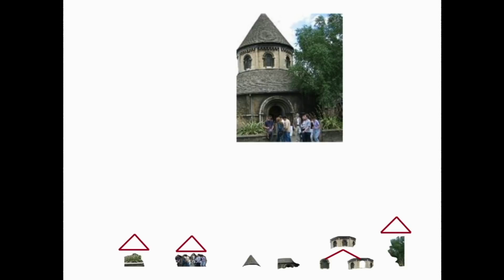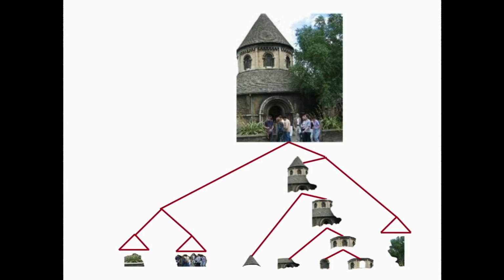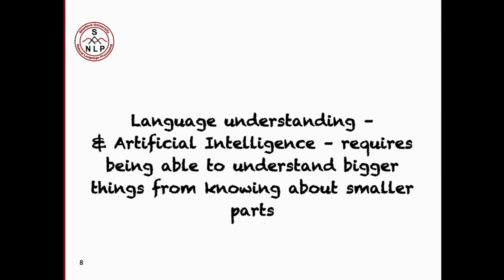Compositionality seems to be at work in vision as well. So here is a scene, and again, it seems like this scene has parts. There are little parts that go together, right? So there are people that go together into a crowd of people, and there's a roof and a second floor and another bit of roof and a first floor that go together into a picture of this church. And so this is also a compositional scene in which pieces go together. So it seems like, certainly for language understanding, and really for a lot of the other things that we use for intelligence, that we somehow need to be able to understand bigger things from knowing about smaller parts.